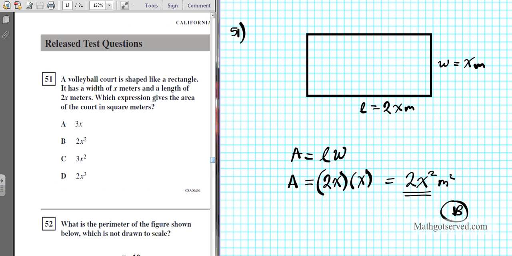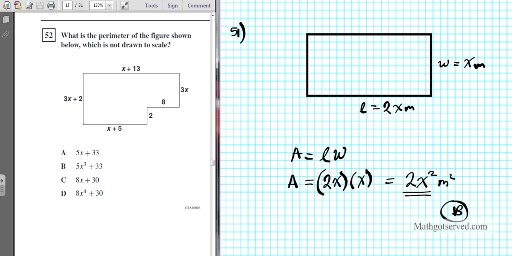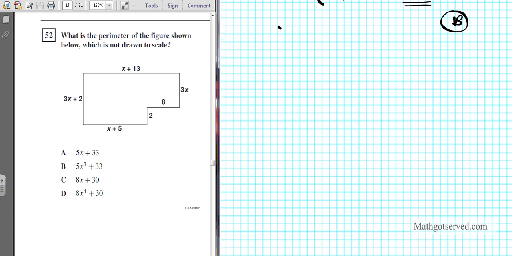All right, let's move on to 52. For question 52, it says, what is the perimeter of the figure shown below, which is not drawn to scale? So let's figure out what the definition of perimeter is first. What is the perimeter? Perimeter is basically the distance around the figure, right? So we're looking for the distance around this entire figure. So if we add up the measures of all the sides, that should help us determine what the perimeter is. Okay, so let's go ahead and do that.